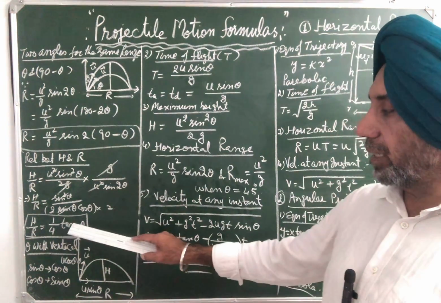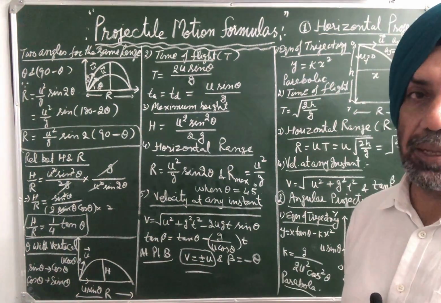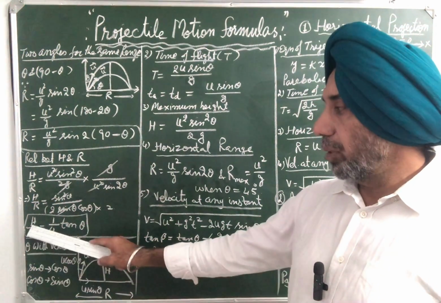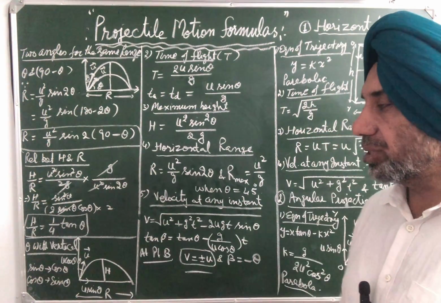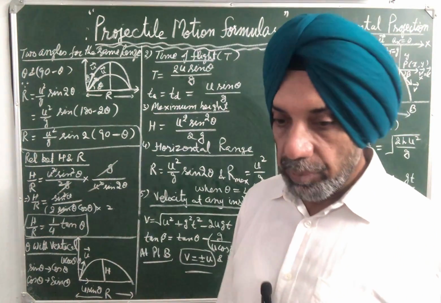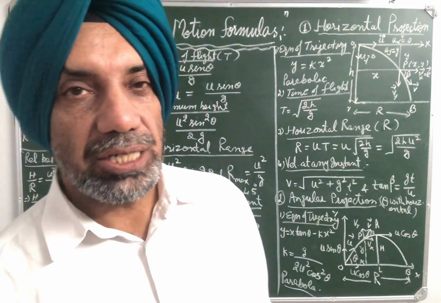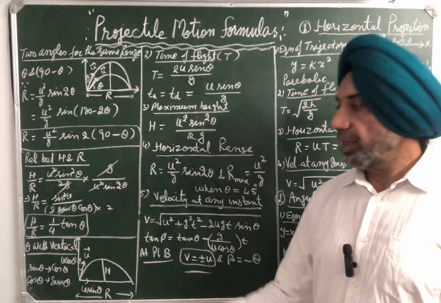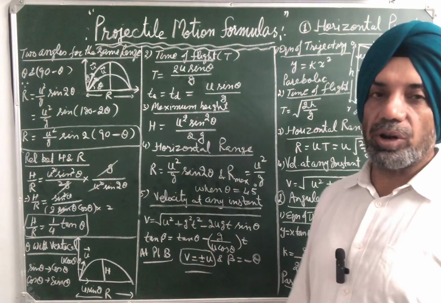H by R is 1 by 4 tan θ. When θ is equal to 45 degrees, tan 45 degrees is 1. So H will be equal to R by 4, R will be equal to 4 times H. So it can be proved that horizontal range is equal to 4 times the greatest height when θ is equal to 45 degrees.